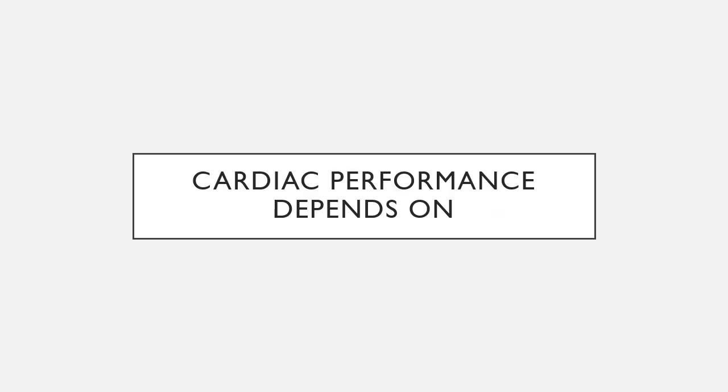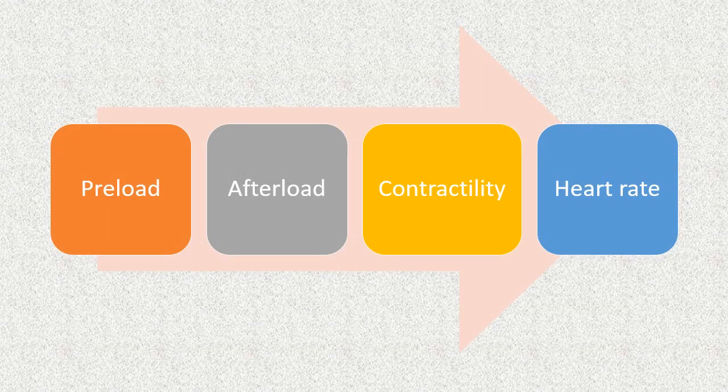The cardiac performance is decreased in heart failure, and the normal cardiac performance depends upon the following four factors: preload, afterload, cardiac contractility, and heart rate. Preload is the end diastolic volume and the filling pressures, and it depends upon the venous return and venous tone. Afterload is the resistance against which the heart pumps. We'll see in the next slides that contractility of the heart depends upon which factors.